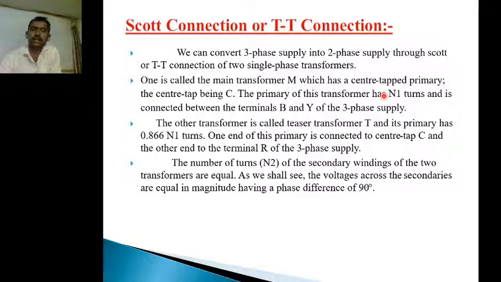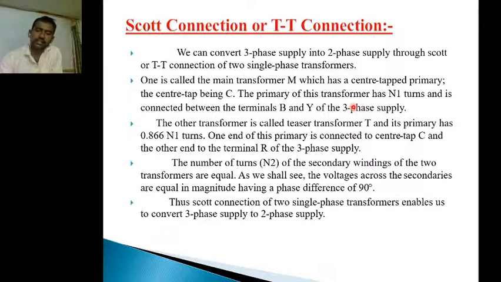If you provide a 90 degree phase shift, that is the meaning of two-phase supply. In the primary we have three phases. At the secondary, if you provide voltages with a 90 degree phase shift, that is called the two-phase supply. So we reach our intention that the three-phase supply is converted into a two-phase supply.